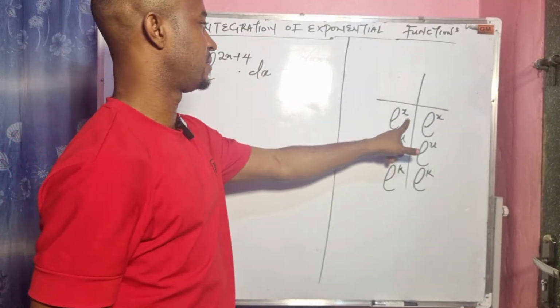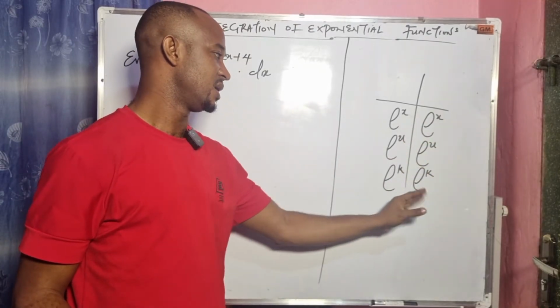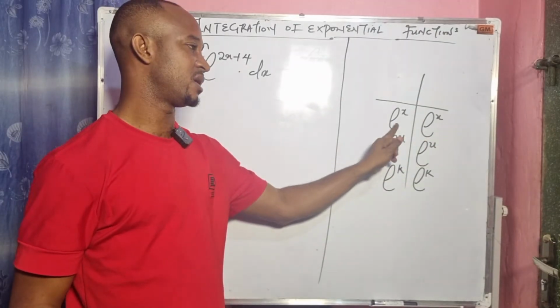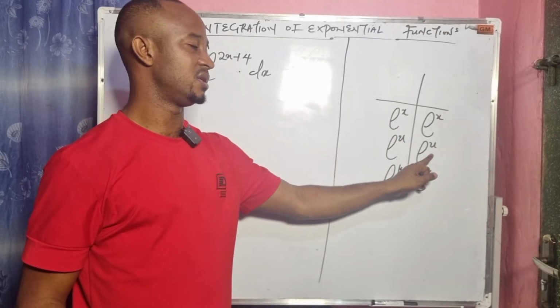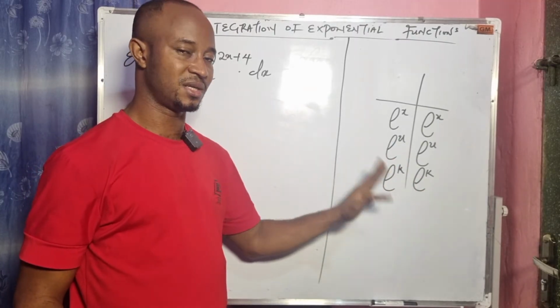to be in this form. If we differentiate this, we have this, right? Then the integration is the reverse, meaning if I'm to integrate this, I'll fall back to this. Integration of e^u will give us e^u. e^k will give us e^k. It's a reverse process.